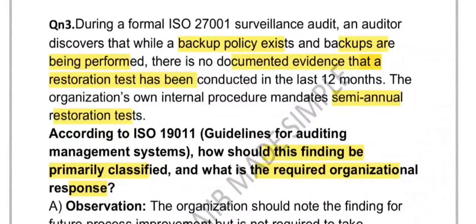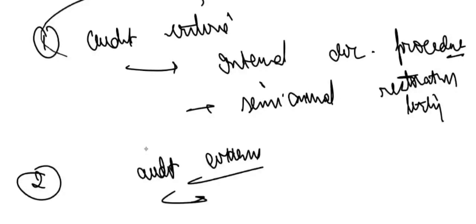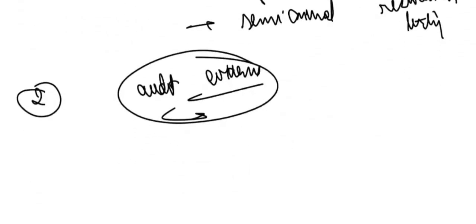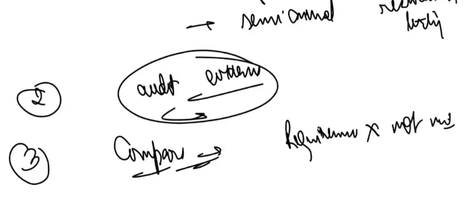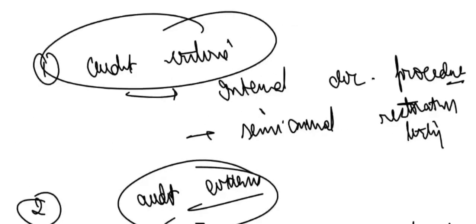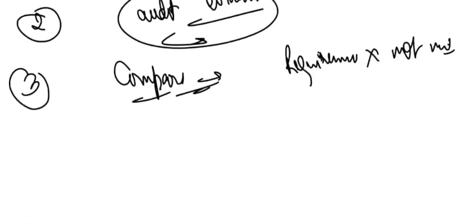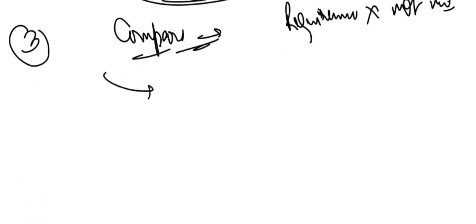Now compare evidence versus criteria. So what we need to do, we have audit criteria, we have audit evidence. Now the third thing that we have to do is to make the comparison between criteria and the evidence. So it is quite evident that whatever the requirement was, it was not met, isn't it? Because the requirement says that you should have semi-annual restoration testing, but you have not done that. So the requirement is not met. Therefore, it is called non-fulfillment of the requirement.